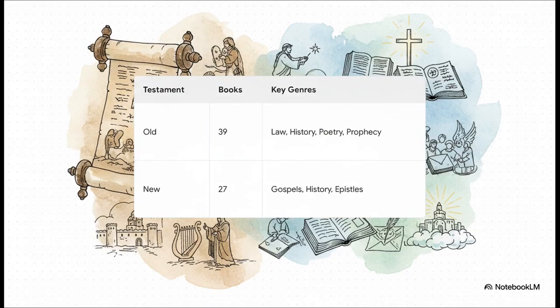The Protestant Bible, for example, has 66 books in total. You've got 39 in the Old Testament, with everything from law and history to poetry and prophecy. Then the New Testament adds another 27 books, which include accounts of Jesus' life, the Gospels, a bunch of letters, and even what's called apocalyptic literature. It's an incredibly varied collection.